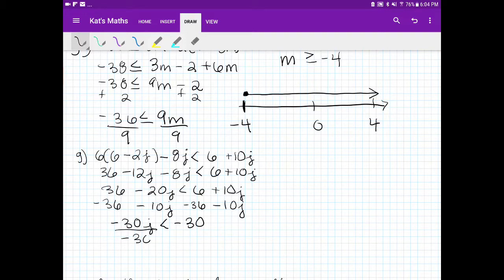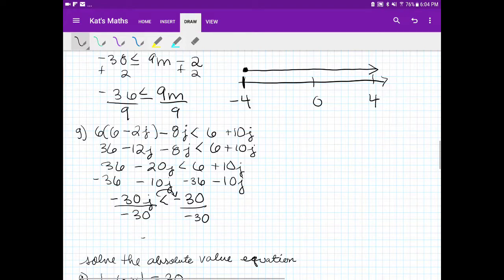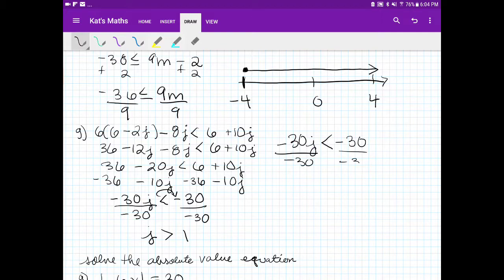Dividing by a negative 30, so that's going to flip your sign. So you end up with j is greater than 1. So just so you can see it again, we've got a negative 30j is less than negative 30. I divide by the negative, and that flips my sign. So now I've got j is greater than 1.